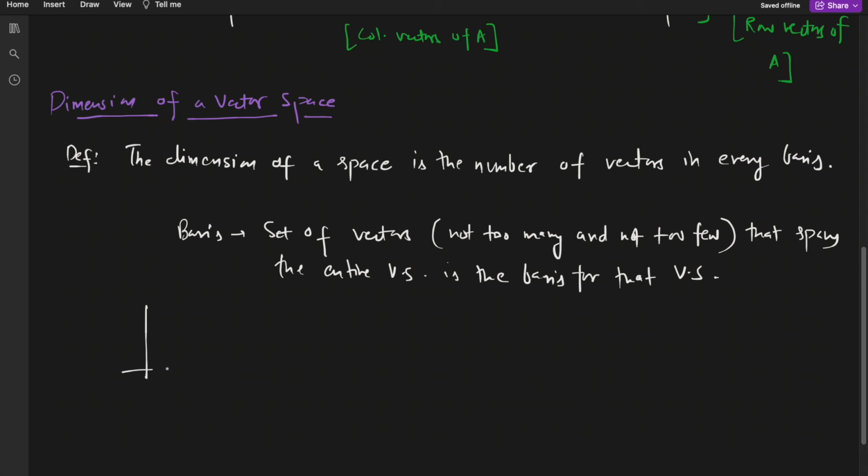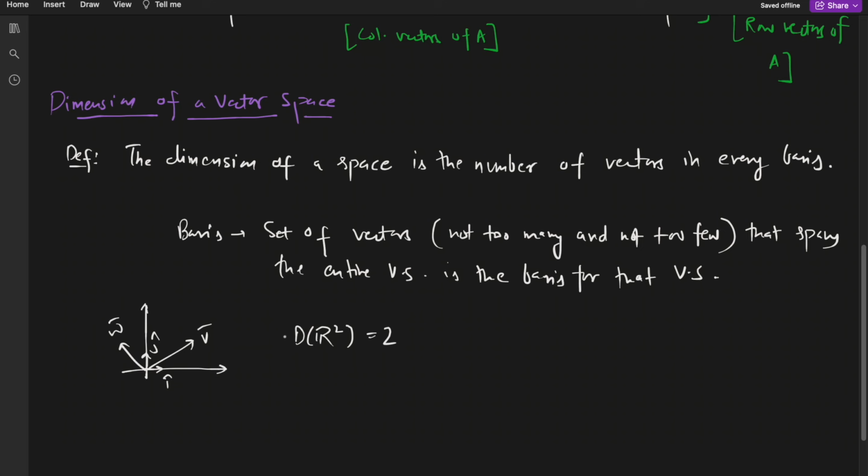So if you take this R2 vector space, then one basis set is this i hat and j hat. All right. Similarly, you can have one basis set as some vector v and some vector w. The only condition is that these two should not be linearly dependent, and these two should span the entire R2 vector space, and that is the case here. Okay. So the number of vectors in the basis is the dimension. So for example, in the case of R2, what is the dimension? The dimension of R2 is 2.